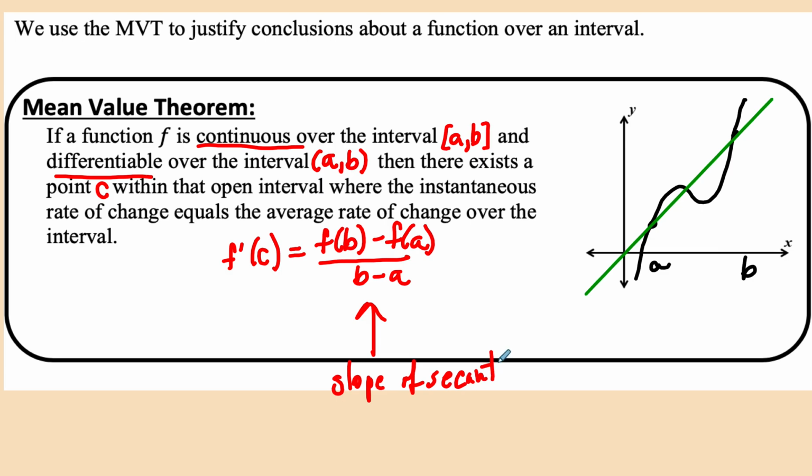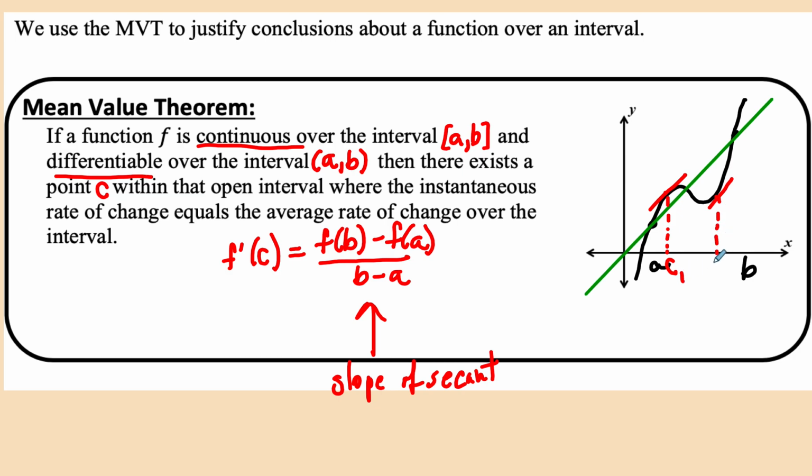And this is what I have right here. So can we find some points, C's, where the instantaneous rate is equal to this slope of the secant? And that will occur right here. So we do have a point C here, and actually we have more than one because we have another one over here. So the mean value theorem says there's at least one C.